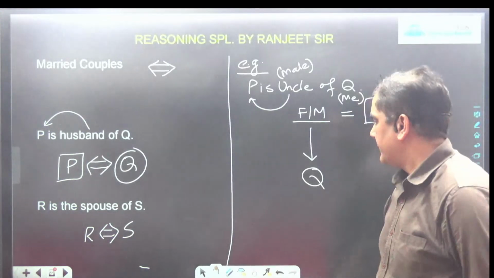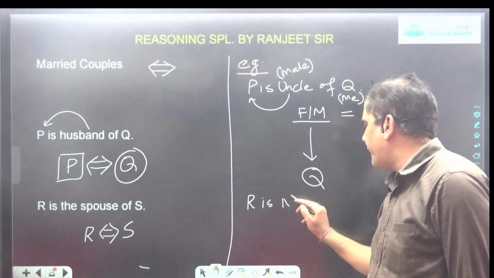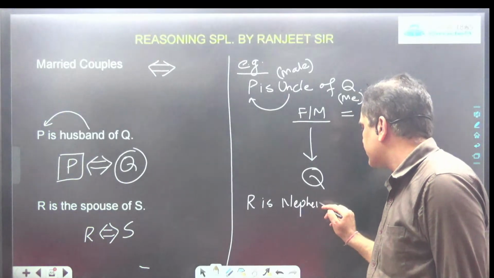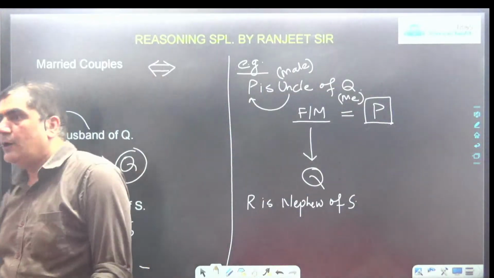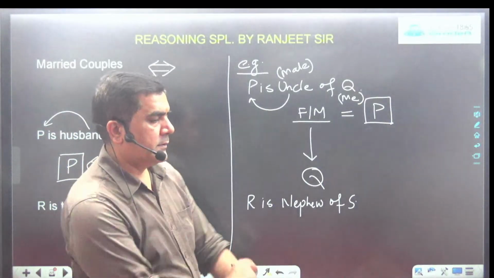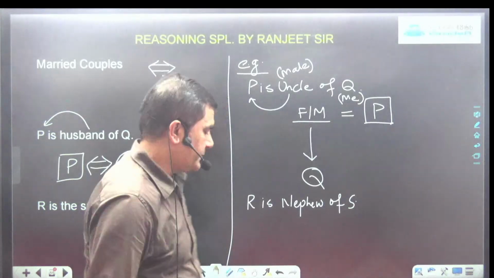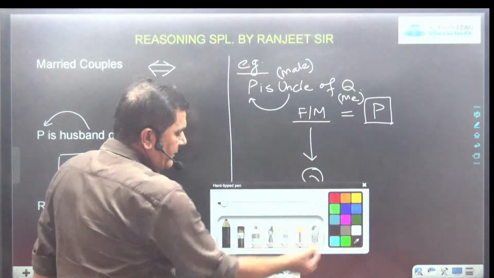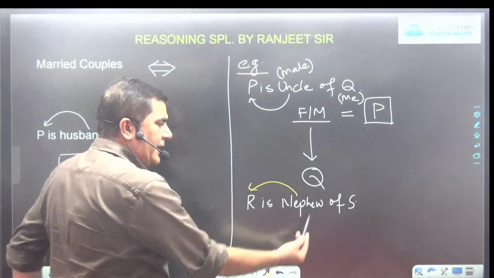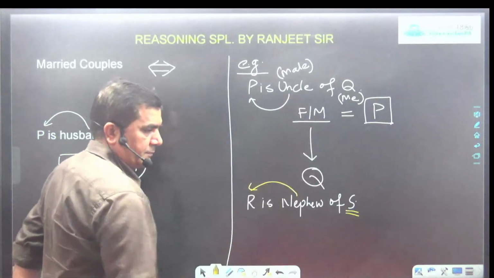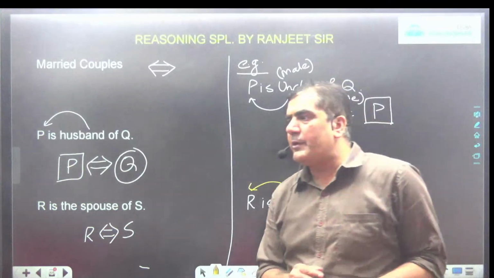Okay, suppose they have given like this. Let's have one more example. R is nephew of S. How to plot this one? Here, who is nephew? Nephew is nothing but R. R will be nephew. So if R is the nephew, I will become S.